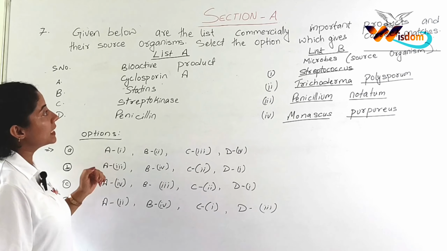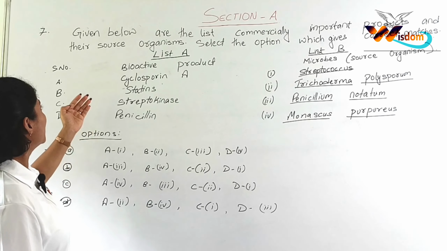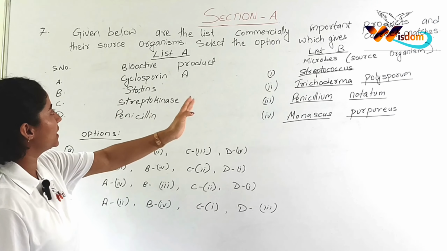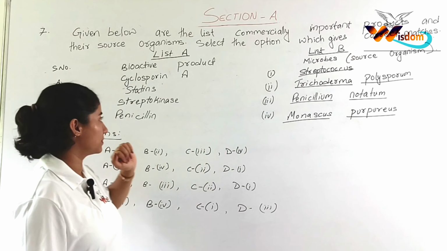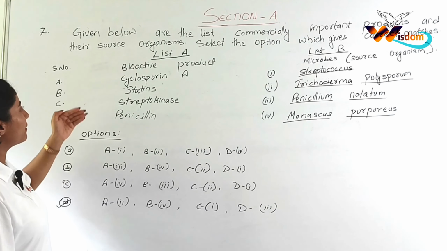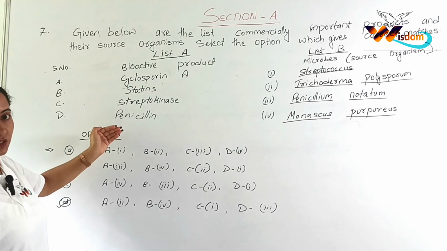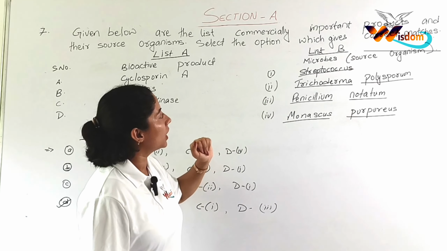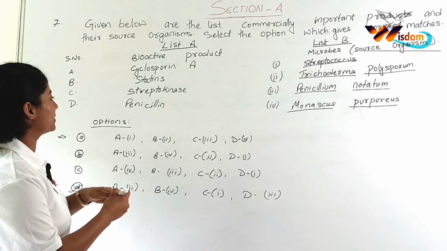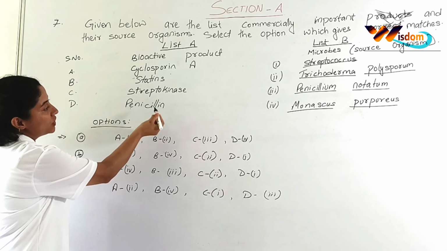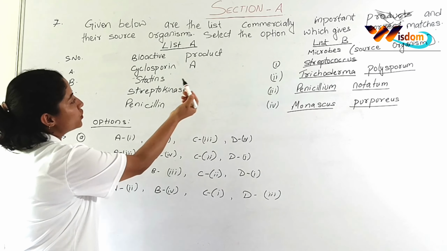Okay, in question 7, given below is a list of commercially important products and the source organisms. Select the option which has the correct matches. It seems very confusing. Look here, there is a list A and a list B. List A has bioactive products, and list B has the microbes, the source organisms. In list A we have cyclosporin A, statins, streptokinase, penicillin, and here are the options of their microbes or source organisms, but this is mismatched.